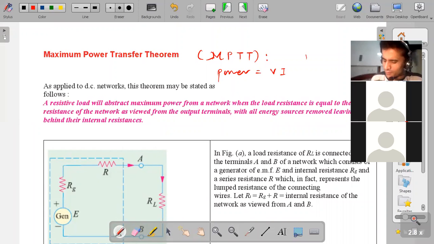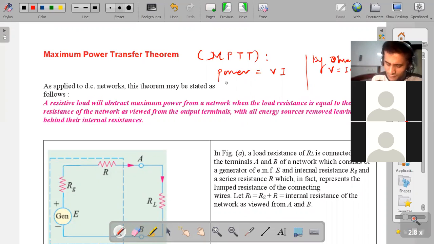We know that by Ohm's law, can I write V equal to IR? Yes or no? Is my audio clear? See, power equal to V into I, is it correct? Yes, sir. But by Ohm's law, V equal to IR.